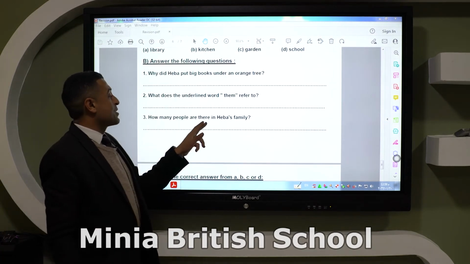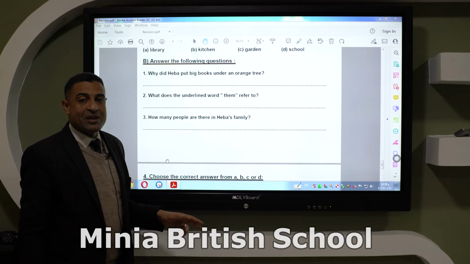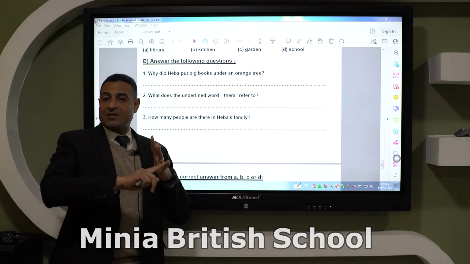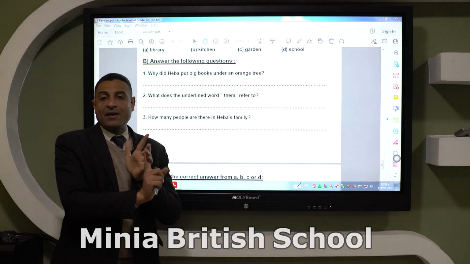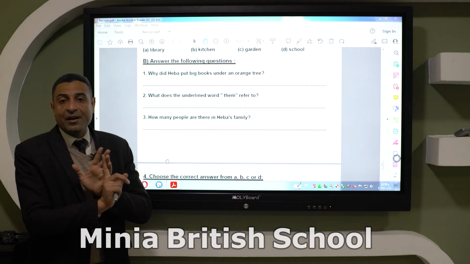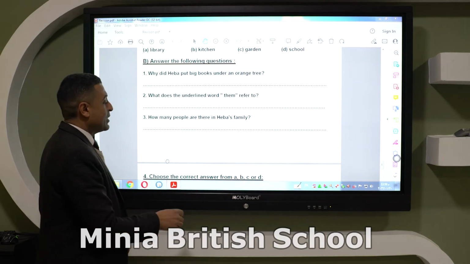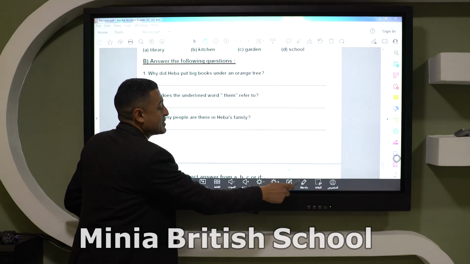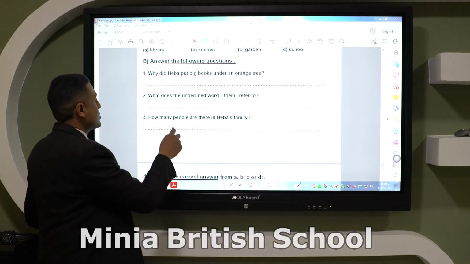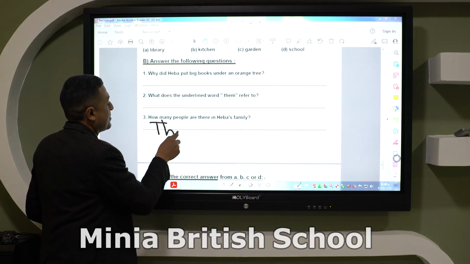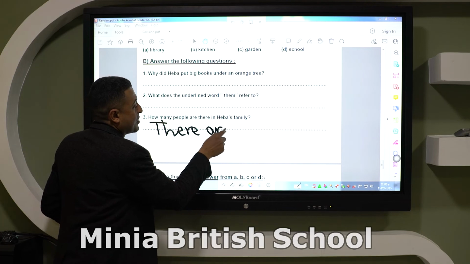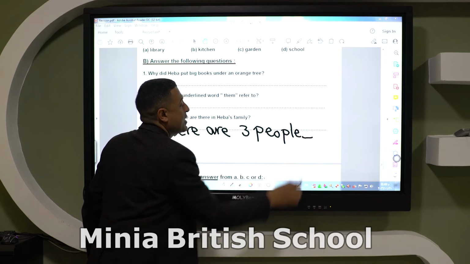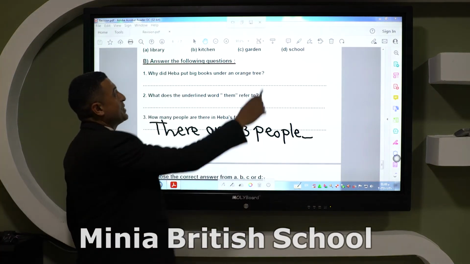How many people are there in Hiba's family? So here the writer didn't mention anyone except Hiba's father, mother, and Hiba. So how many people are there? There are only 3 people. So here the answer will be 3 people as the writer has mentioned. So there are 3 people in Hiba's family.